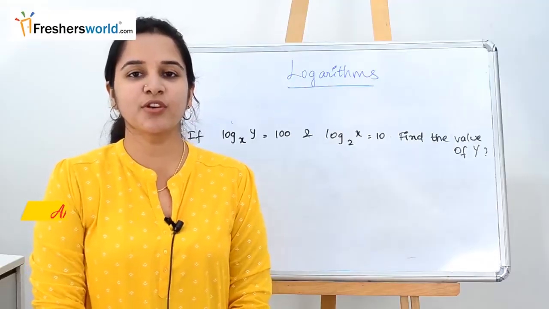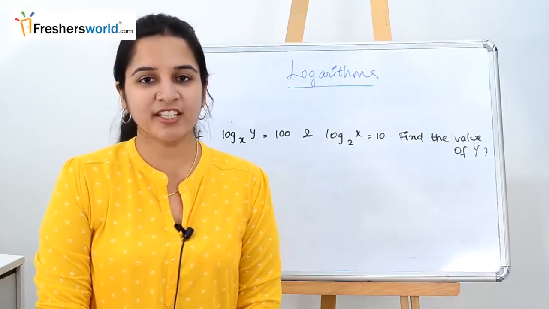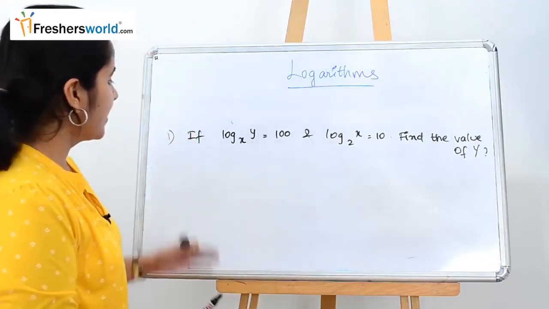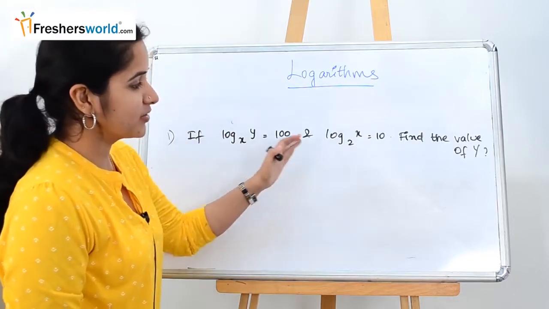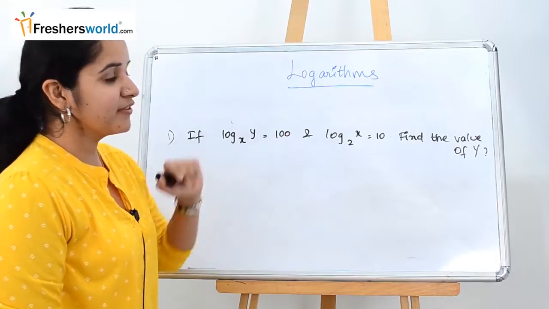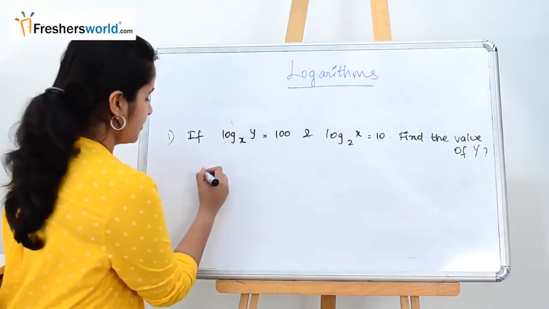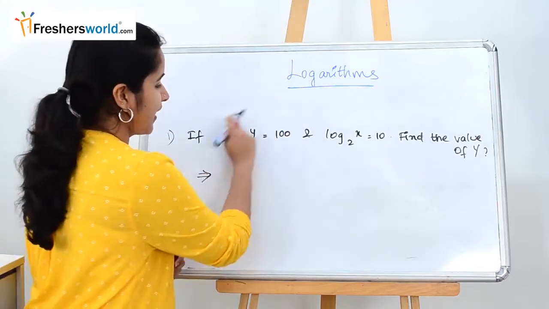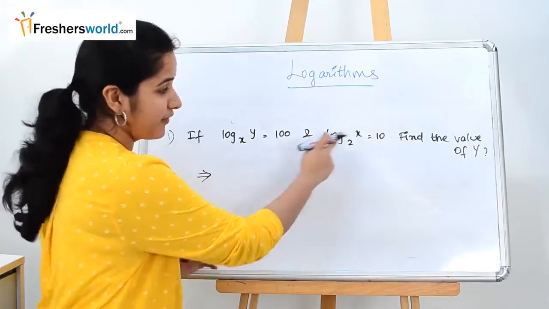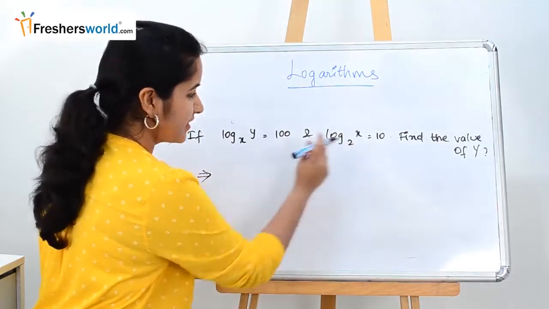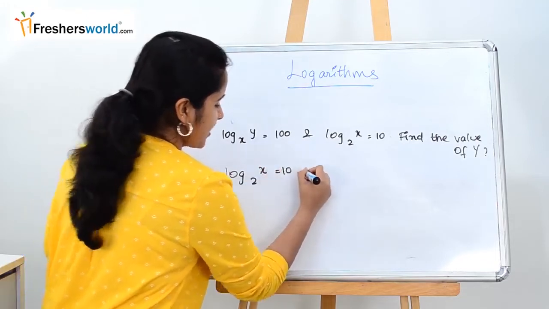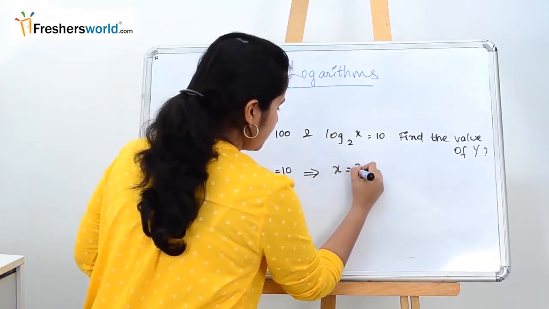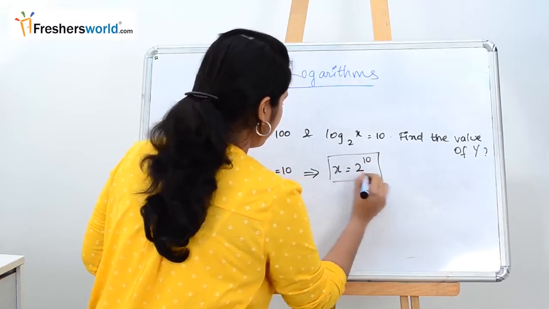The topic that we are going to look at today is logarithms. So let's get started. The first question is, if log y to the base x is equal to 100 and log x to the base 2 is equal to 10, find the value of y. In order to find this, we should first know the value of x. So first let's take this equation. Log x to the base 2 is equal to 10, which can be written as x is equal to 2 power 10. So now we know the value of x.